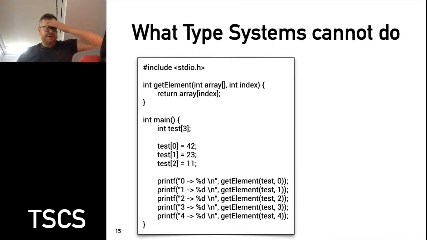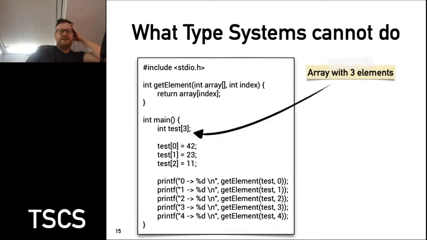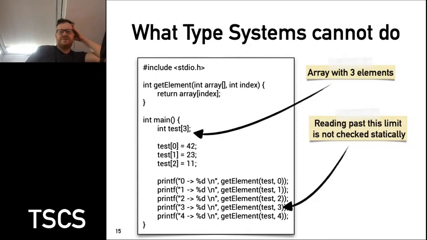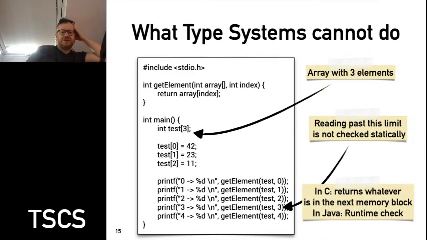So one of my first slides that I showed you is this little slide, what type systems cannot do. This was an example in C where the type system was not able to see that we were accessing the array beyond the defined scope. You had this array with 3 elements, and reading past the limits is not checked statically. The interesting thing is, in C it returns whatever is in the next memory block, and in Java you have a runtime check that gives you a runtime exception when that happens. You already know about this.